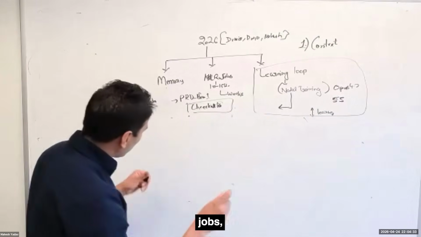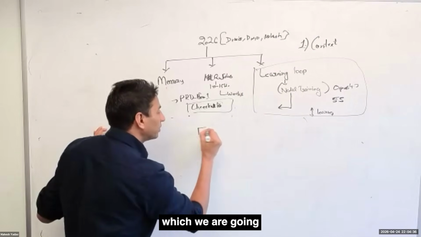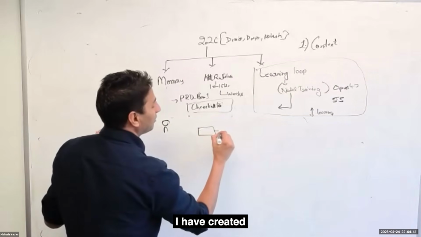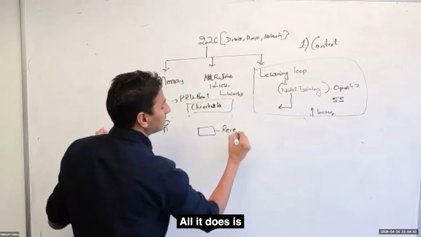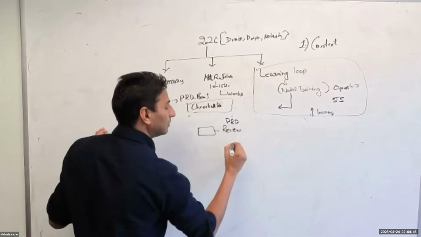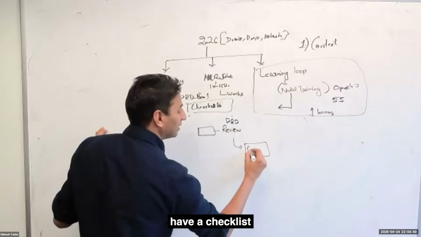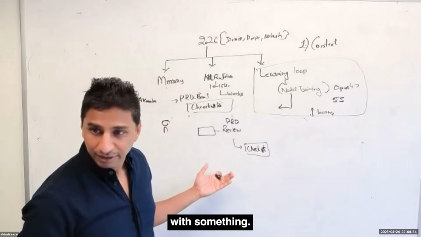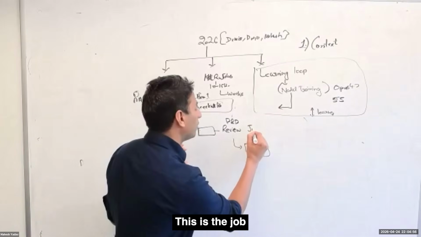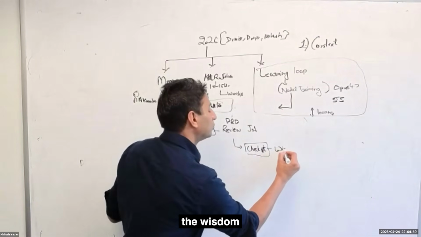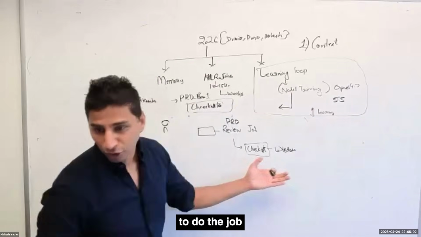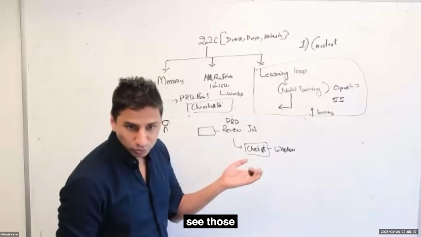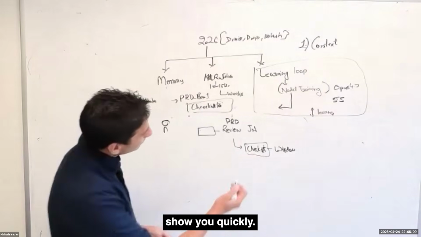To do the subjective jobs, the architecture which we're going to share with you has three things. First, I have created a review skill. All it does is review PRDs. We also have a checklist which goes and compares it with something. This is the job, and this is the wisdom, or the knowledge, to do the job, or how to do the job. So this is what, and this is how. You will see those two things in the lab, which I will show you quickly.